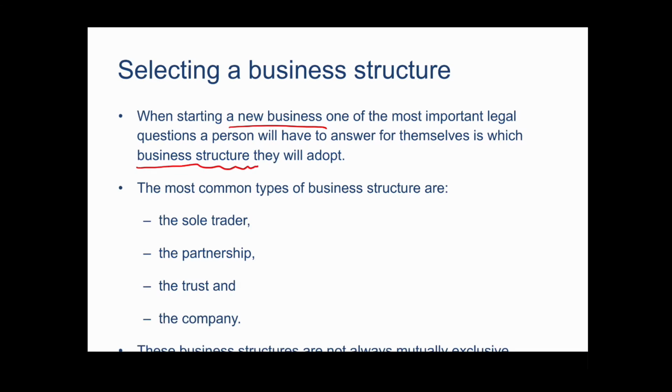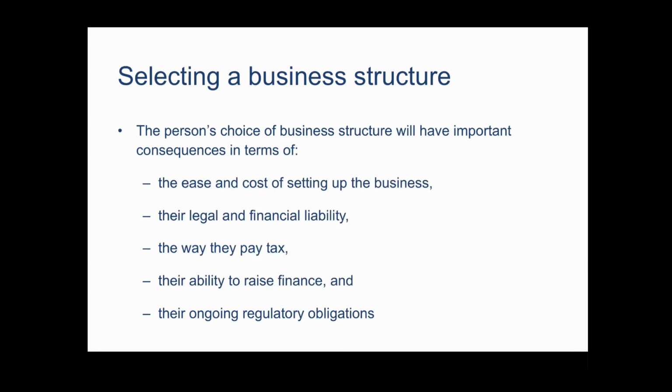So when we start a business, one of the most important things that we have to do is decide on the business structure that we're going to use. As I've mentioned, we're going to look at 4 types of structure used in businesses: sole trader, partnership, trust, and the corporate structure or a company. And note that these structures aren't always mutually exclusive. That means you can use more than one at the same time. In particular, you can use a trust with other structures. Often a trust is used with a company structure.